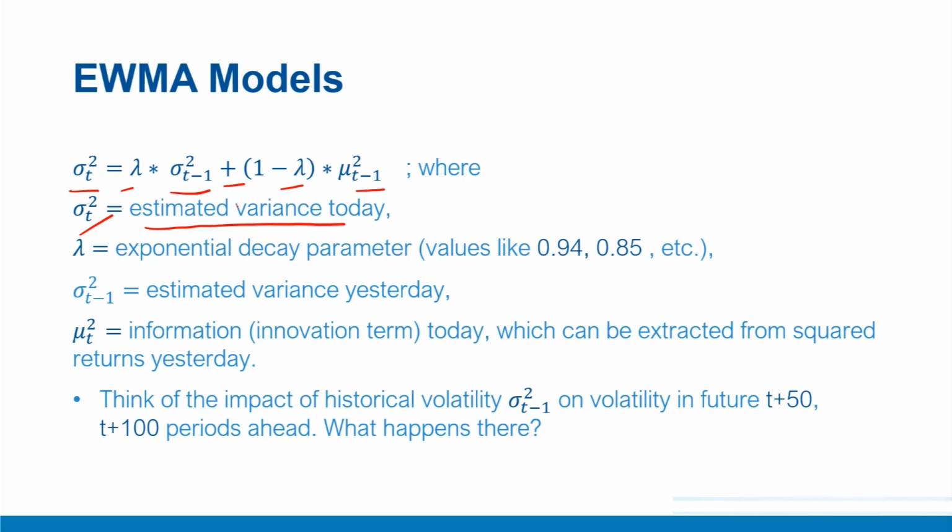What kind of information? First, lambda, which is the exponential decay parameter. Customarily, the values are in the range of 0.9 or 0.8. Sigma square t minus 1 is the estimate of volatility the day before, while mu square t is the information or innovation term, which is usually extracted from the squared residuals, or many times it is directly proxied by the squared residuals on time t.